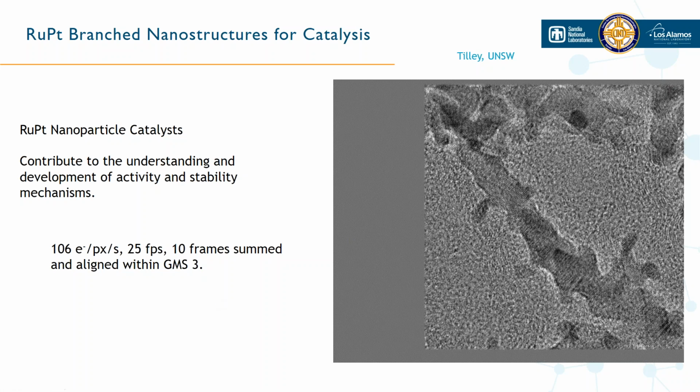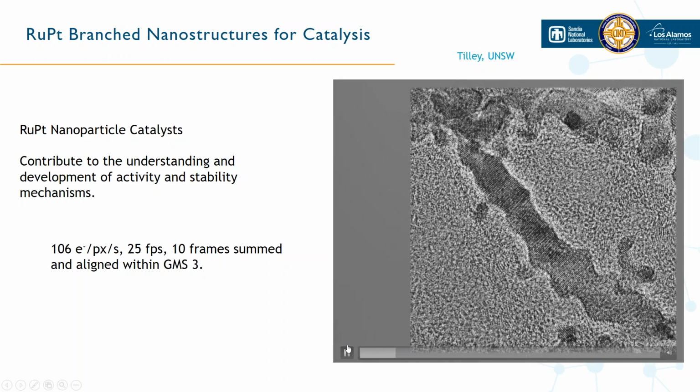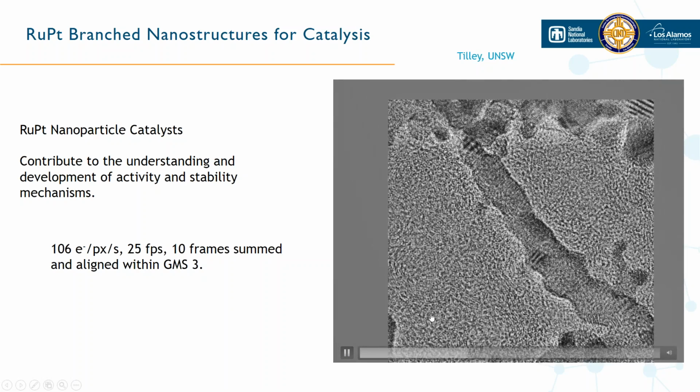So again, this was taken at high speed using the K3, and the dose is fairly low. Each frame was about 10 electrons per pixel per second.